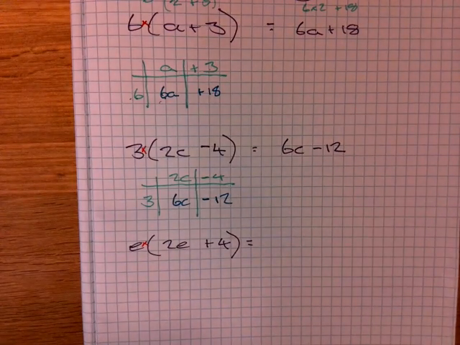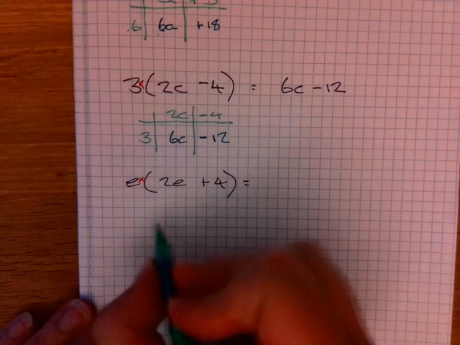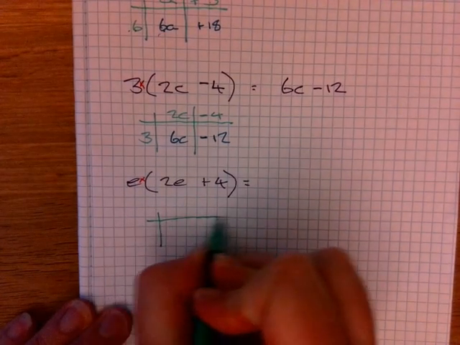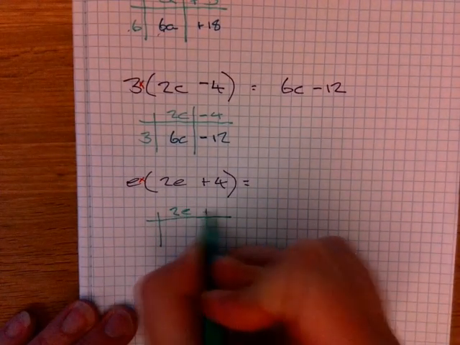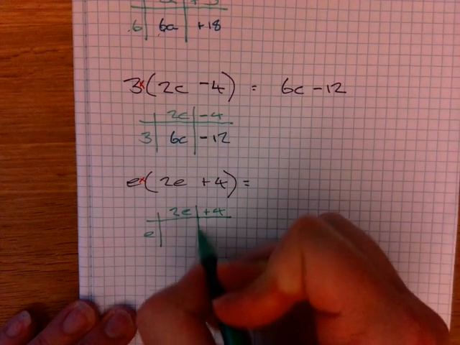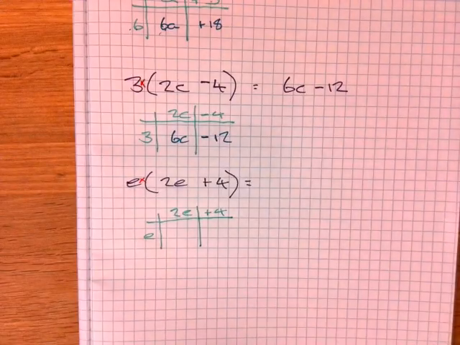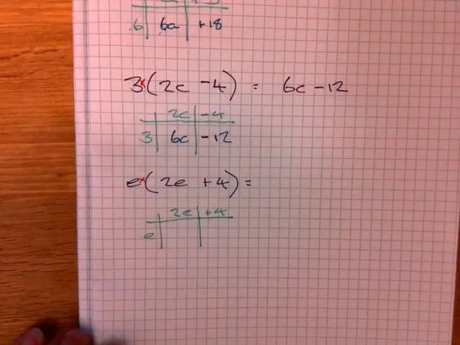Now our last example here, we've got a letter outside the bracket. Okay, so we'll do our grid method again. Inside the bracket we've got 2E plus 4, outside we've got E. We're going to break it up into the E term and the number term again, so we've got 2E and plus 4.